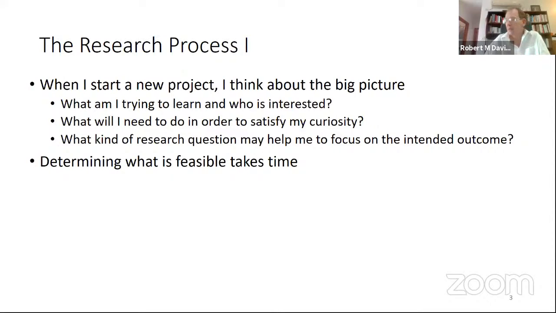Alternatively, it might be that I'm curious about something. And I think that topic sounds really interesting, but I still have to create a problem. But it's the curiosity that starts the process. And then I have to look for a context where I can actually do a study to satisfy my curiosity.